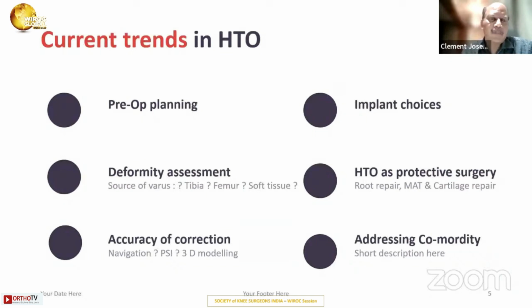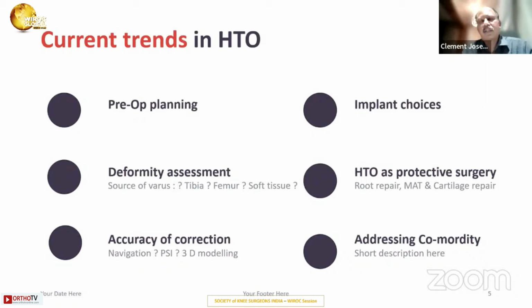We are emphasizing preoperative planning, and much more effort is being focused on assessing the deformity, primarily to know the source of varus, whether it is coming from the tibia, femur, or is it a combined deformity, or is there a soft tissue component like a neglected lateral ligamentous injury in this patient. And how do we achieve the accuracy of correction? Whether certain perioperative techniques will help, navigation or robotic technology or patient-specific instrumentation. So these are the current areas of research in improving our HTO outcomes.